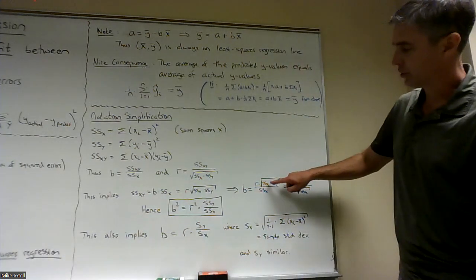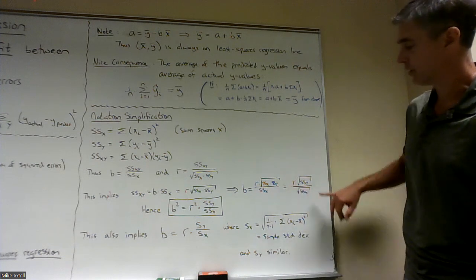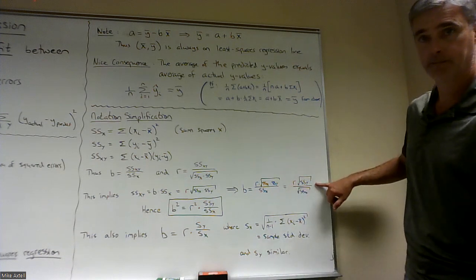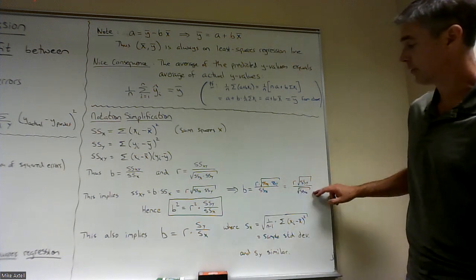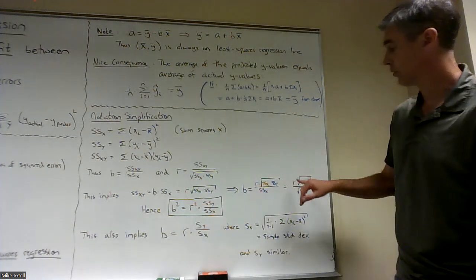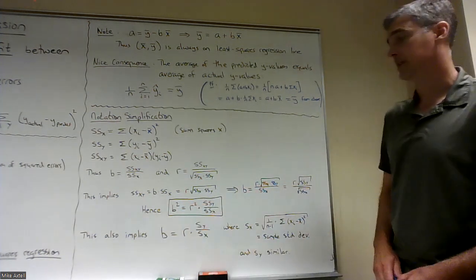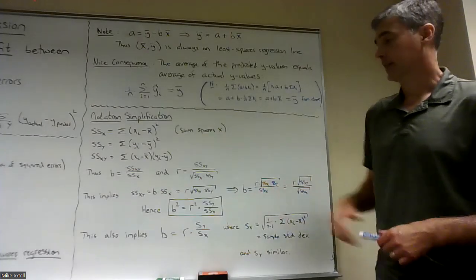And you'll note that the square root of SSX on top cancels with one of the square roots of SSX downstairs, leaving me with this. So I have B is equal to R times the square root of SSY over the square root of SSX. And if I square both sides of that, I get B squared is equal to R squared SSY over SSX, okay? All right, so that's a nice thing to keep in mind.